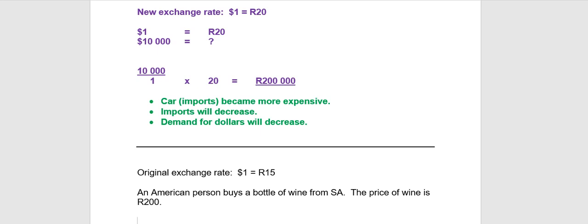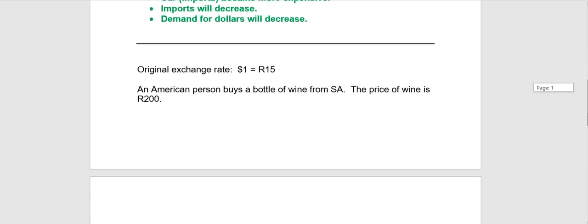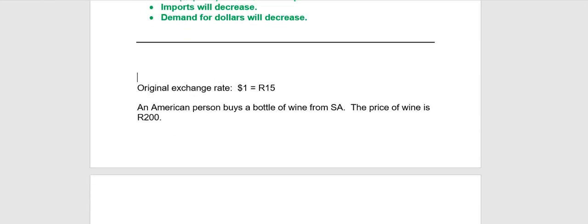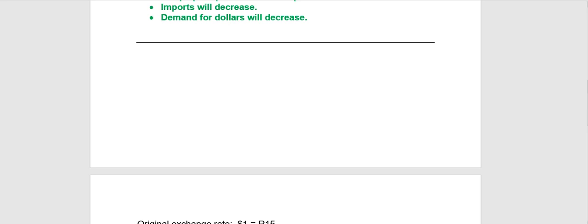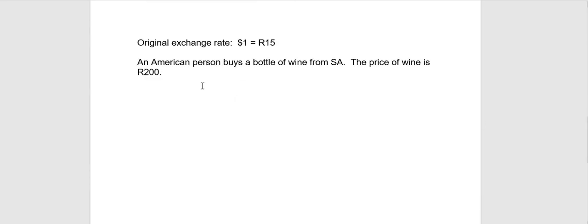So how are we going to do this? Again, we follow the same steps. The first thing that we do is we write down the exchange rate. We're following the same steps. The exchange rate now is $1. Again, we went back to the original exchange rate, $1 to 15 rand. Now he wants to buy enough dollars so that he can buy a 200 rand bottle of wine. Remember what I said? Dollars with dollars, rand with rand.